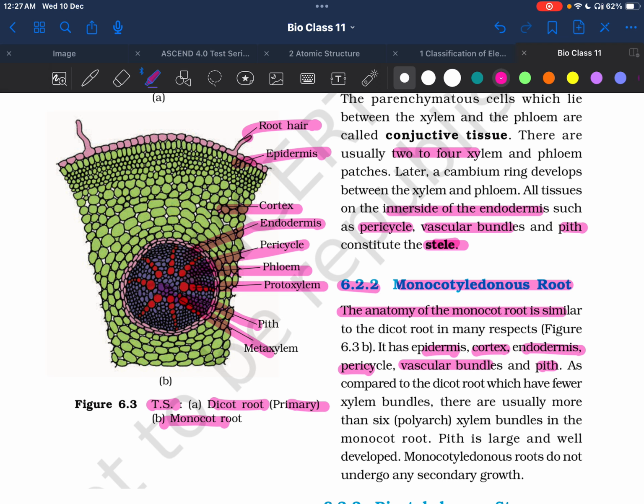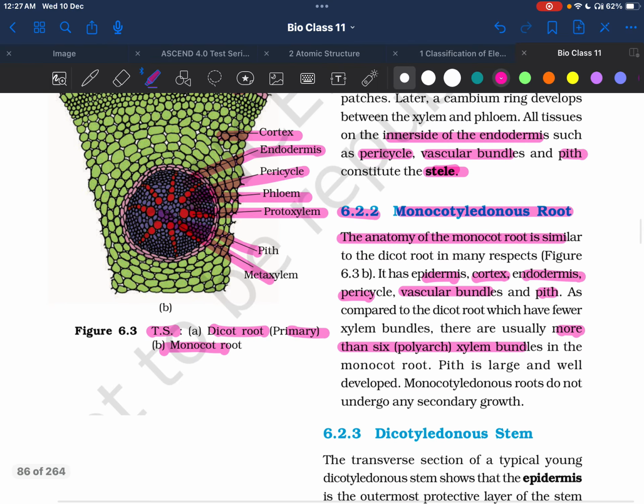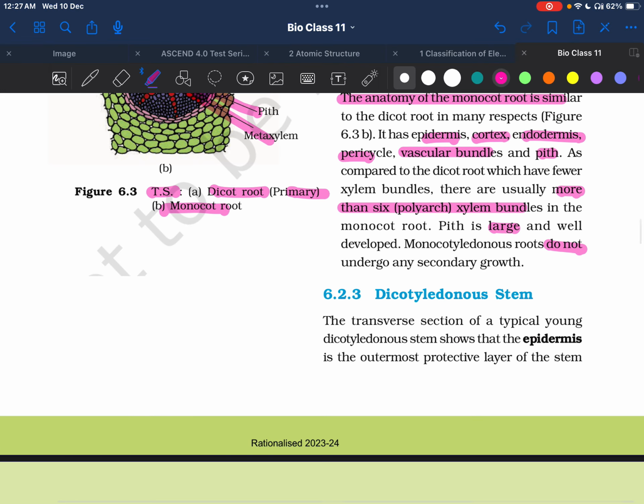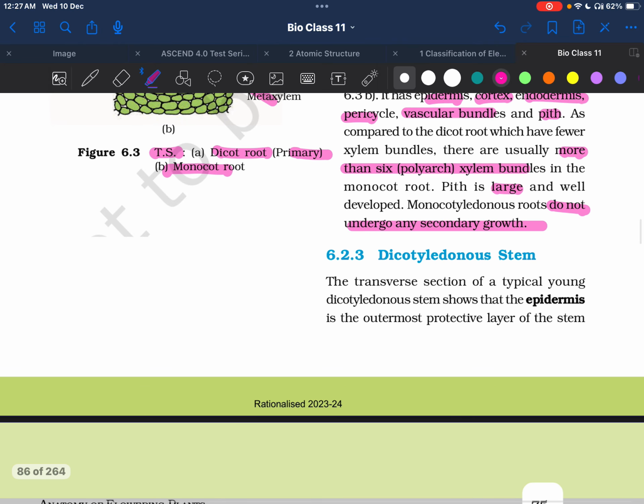As compared to the dicot root, which has fewer xylem bundles, there are usually more than six protoxylem bundles in the monocot root. Pith is large and well developed. Monocotyledonous root does not undergo any secondary growth.